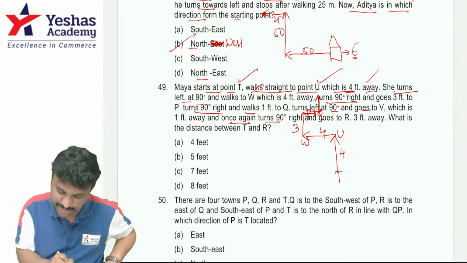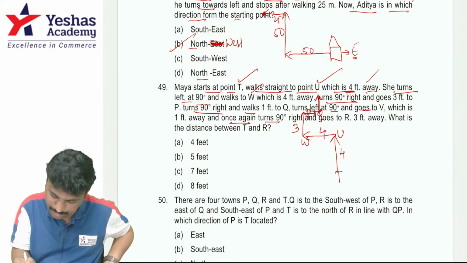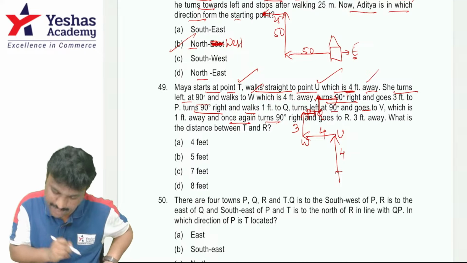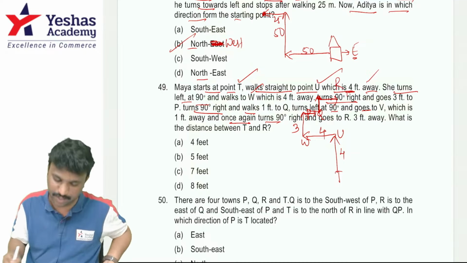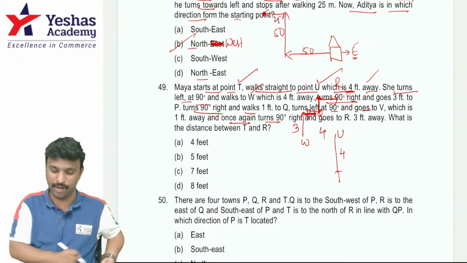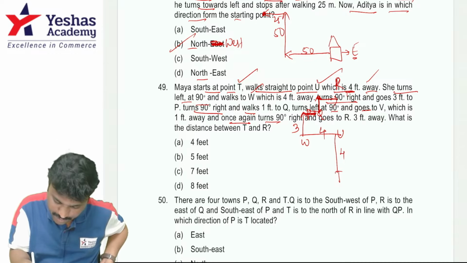Once again she turns 90 degrees right and goes to R at 3 feet. So definitely she comes exactly in line with U, because this is 1 feet, this is 3 feet. So 1 plus 3 is 4 feet. So this is R.